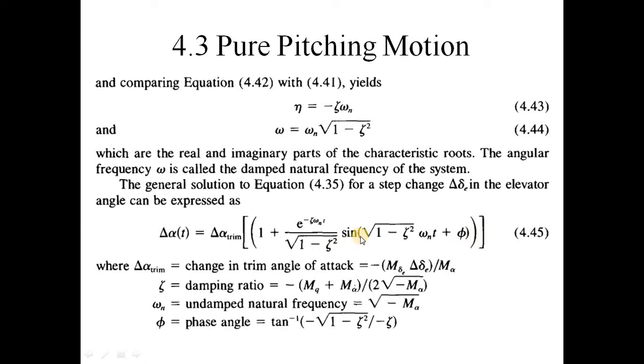Now you see a sine, and there is another thing we call phi. Phi is the phase angle, and we have learned before that the phase angle is the arctangent of this. It's a function of damping ratio. Recall again that the damping ratio zeta is equal to this equation, and the undamped natural frequency is this equation. It's easy.